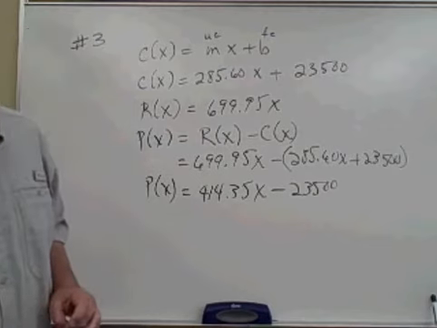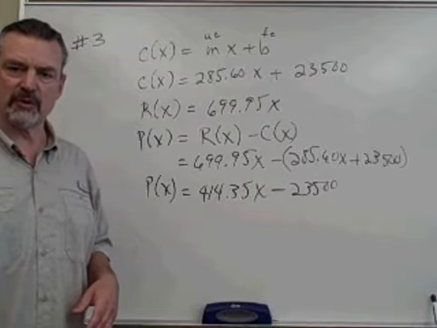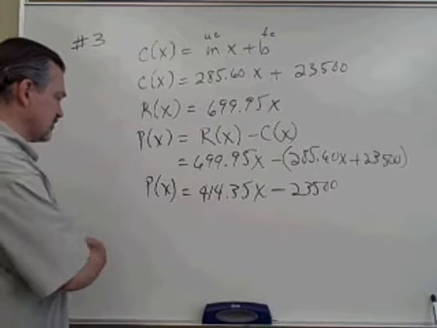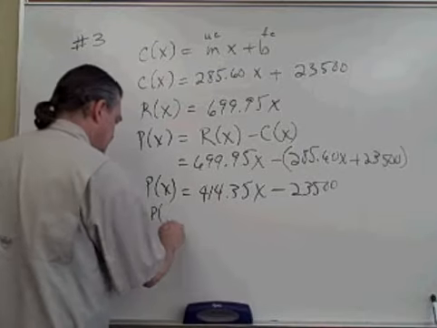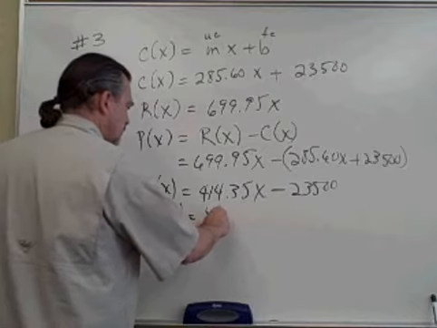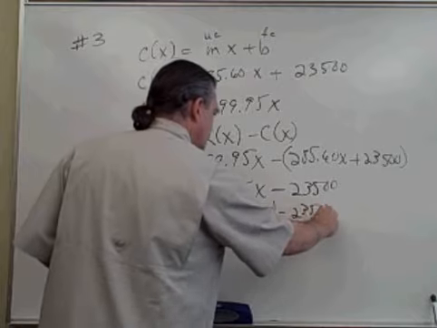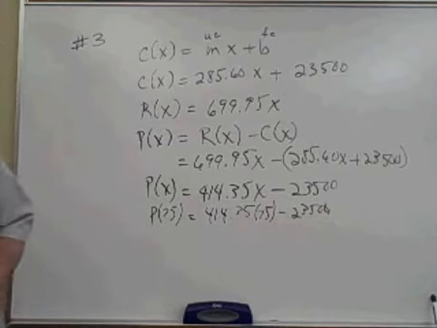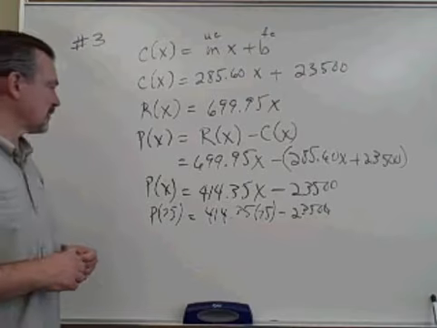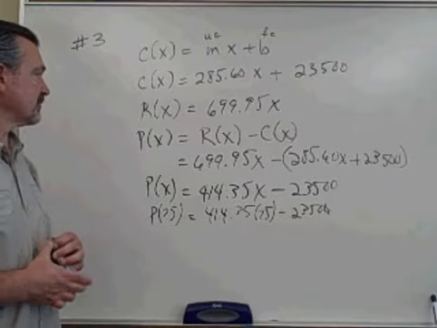And then the final question asked, what is the profit for a week in which 75 windshields are manufactured and sold? And of course, to answer that, we would simply be evaluating the profit function at x equals 75. So we would replace x with 75 and do that arithmetic, and that would give us the profit. And that profit came out to that figure there of $7,576.25 profit from making and selling 75 windshields.